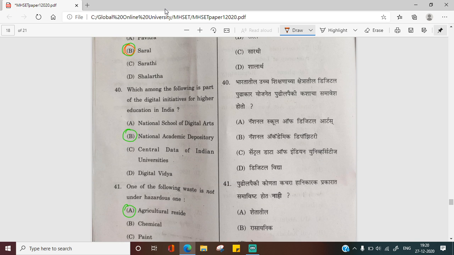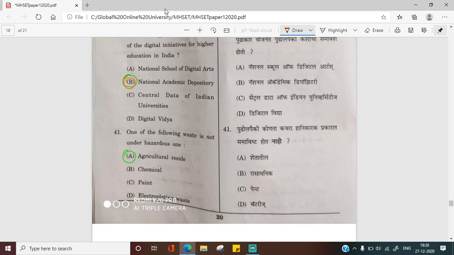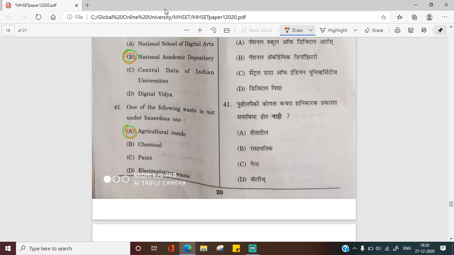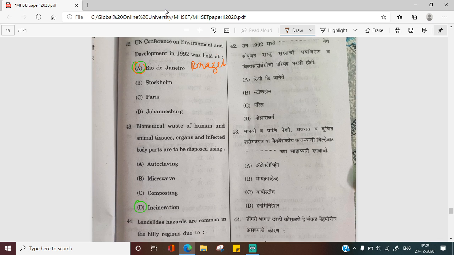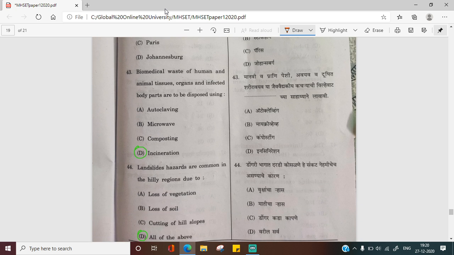Which among the following is part of digital initiative for higher education in India? It is NAD, National Academic Depository. One of the following wastes is not under hazardous. It is agriculture residue. It should actually be residue. The spelling is wrong over here. Question number 42, UN Conference on Environment and Development in 1992 was held in Rio de Janeiro. It is in Brazil. The right answer is given. Question 43, biomedical waste and human animal tissue, organs and infected body parts are disposed using incineration.